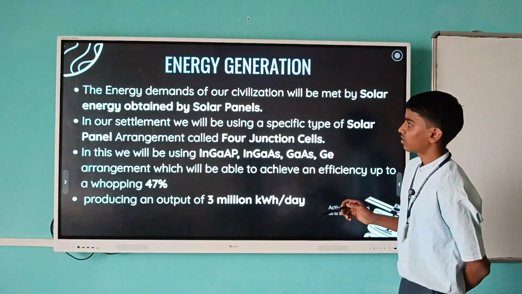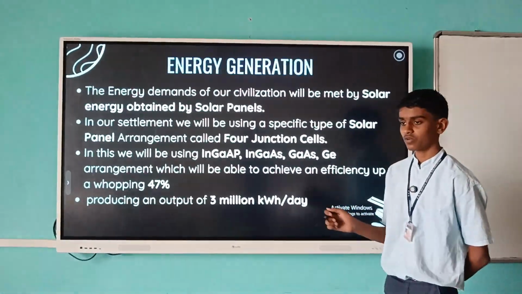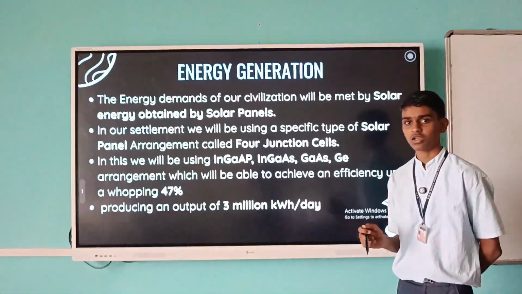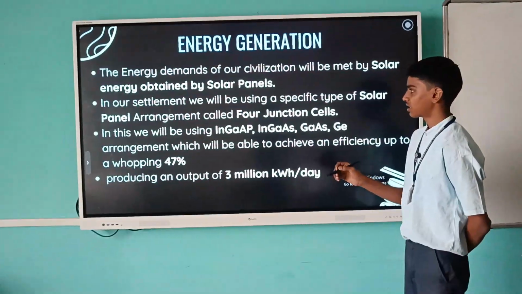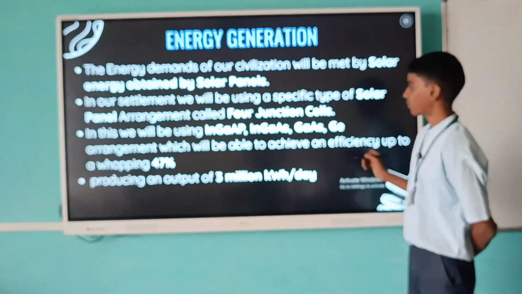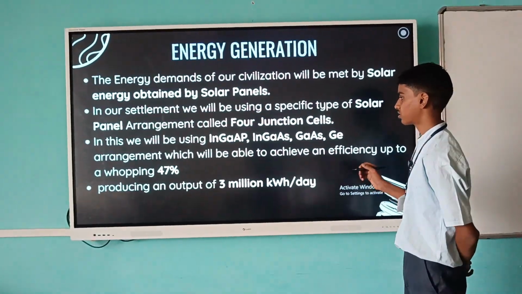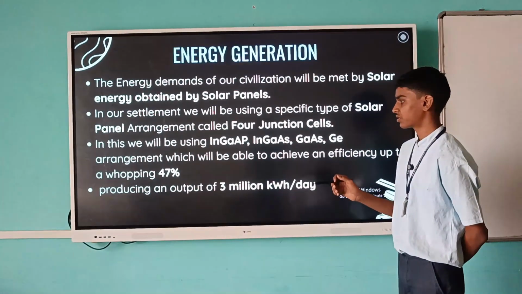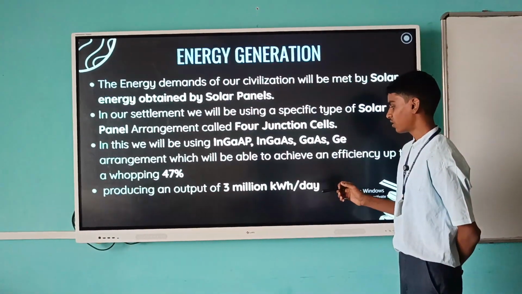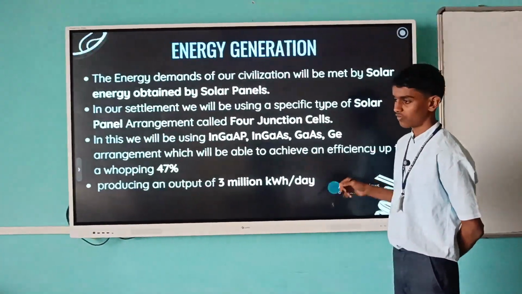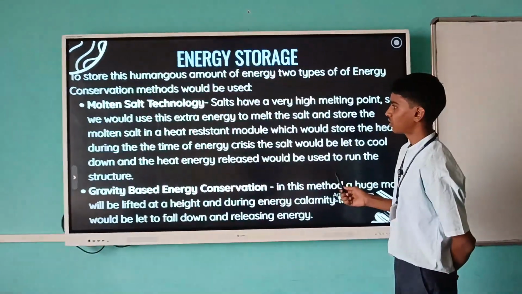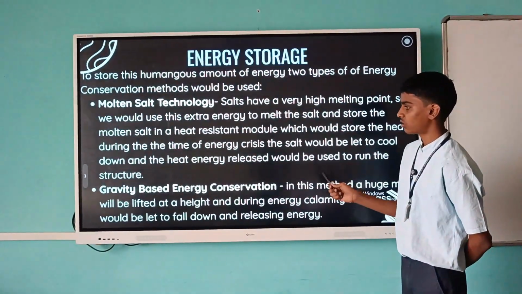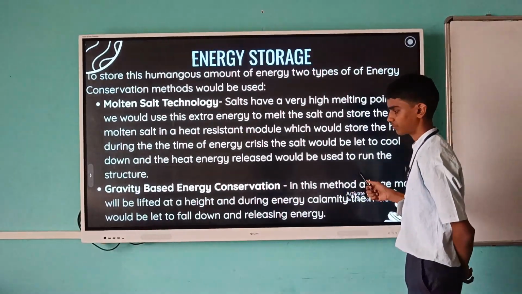Energy generation. The energy demands of our civilization will be met by solar energy obtained by solar panels. In our settlement, we will be using a specific type of solar panel arrangement called 4-junction cells. This arrangement will be able to achieve an efficiency of up to 47% and produce up to 3 million kilowatt-hours per day of energy. In energy storage, we will be using 2 methods, mainly molten salt technology and gravity-based energy conservation.